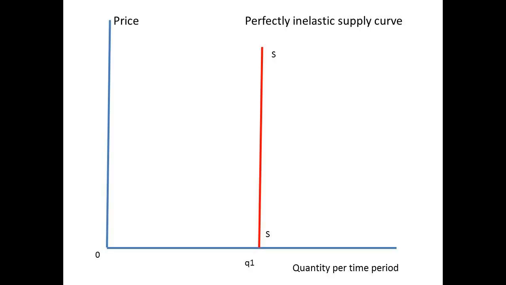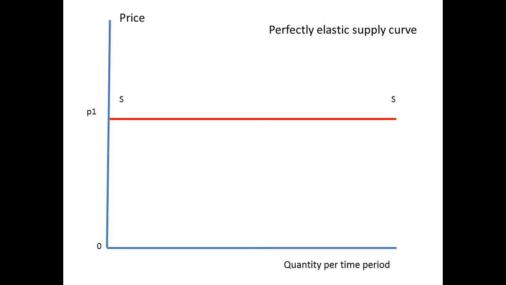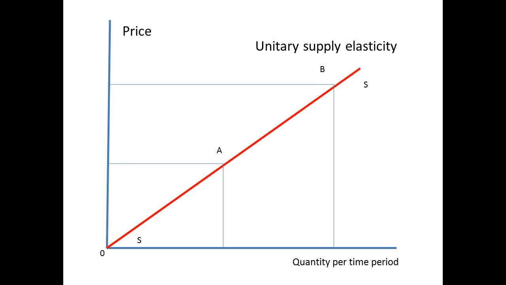If ES equals 0, then a fixed quantity will be supplied at any price. The supply is said to be perfectly inelastic. If ES equals infinity, the supply is perfectly elastic. Nothing will be supplied below OP1. With unitary supply elasticity, the percentage change in quantity supplied is exactly equal to the percentage change in price. Any straight line supply curve that passes through the origin has an elasticity of 1.